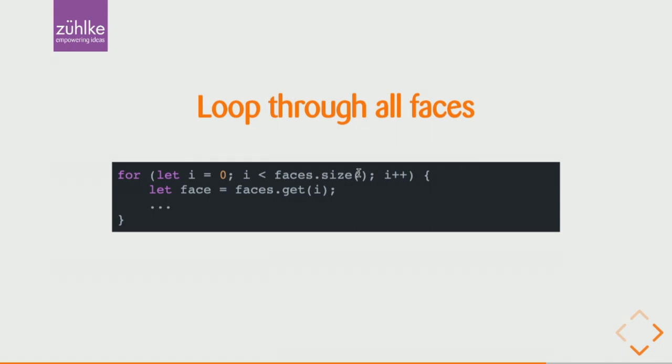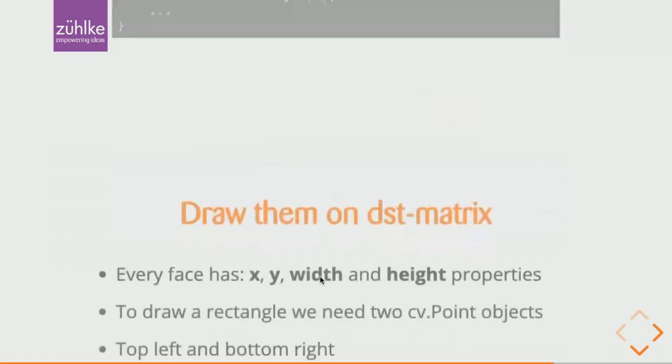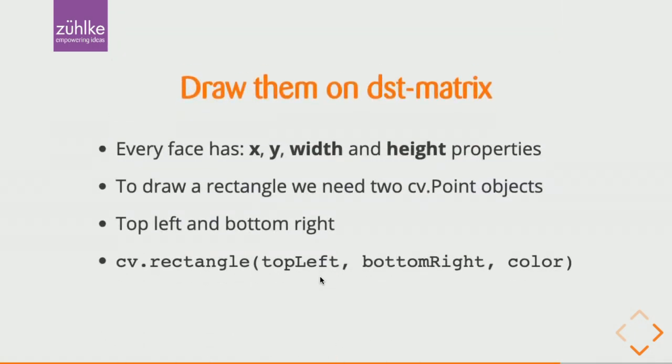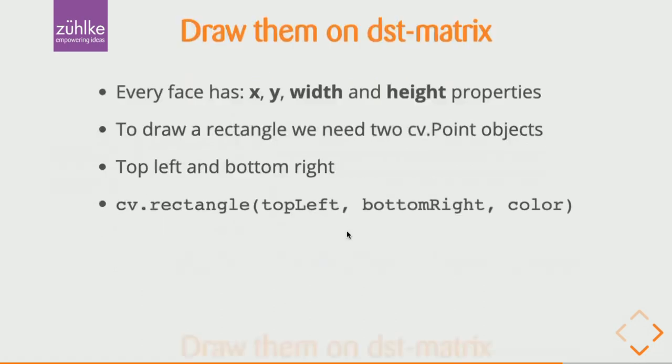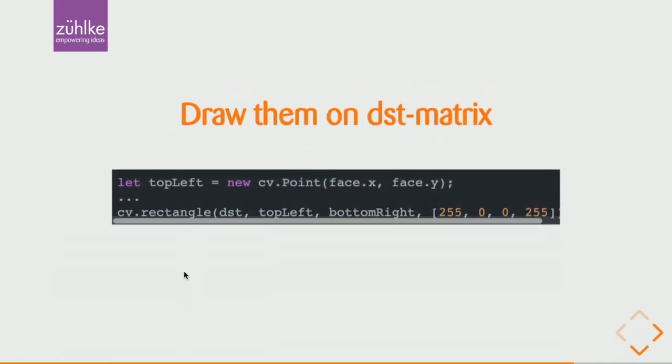Get the size with dot size and get the face with that index axis. A face has four things on it: X, Y, where it is, and width and height. So we only have to draw a rectangle with OpenCV. This is called cv.rectangle. This is how it will look like. We draw it on the destination matrix. So we will make a rectangle on the destination matrix.